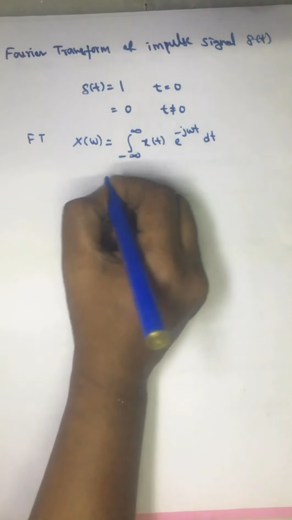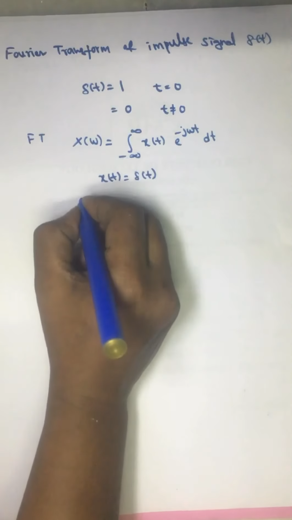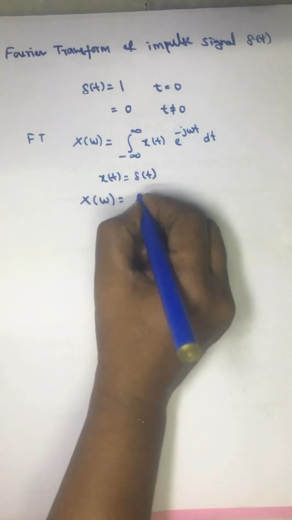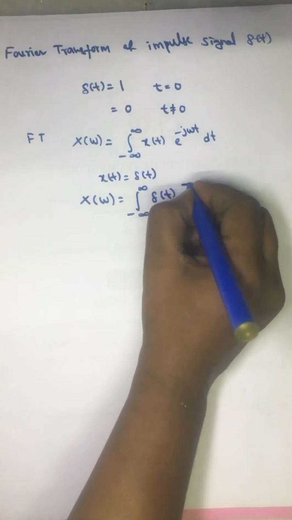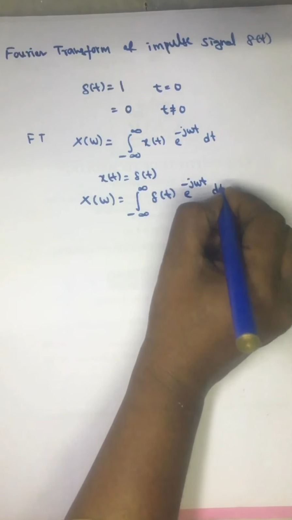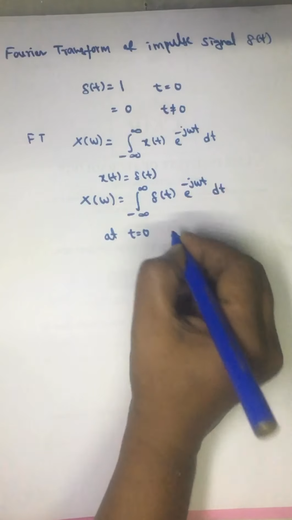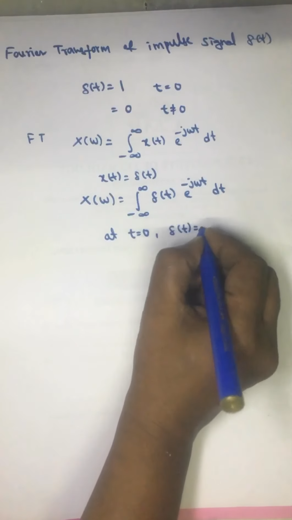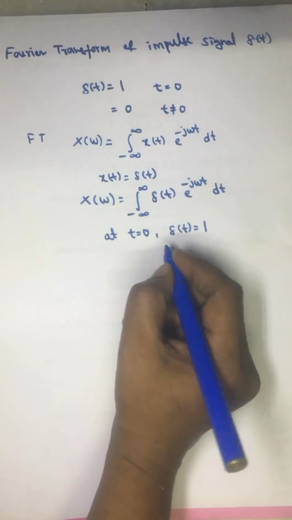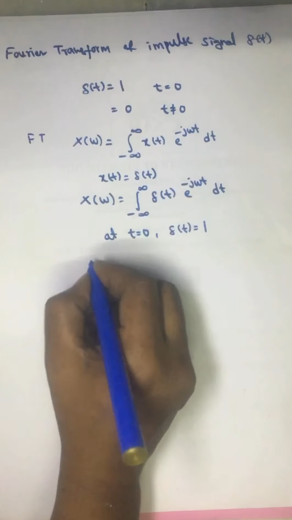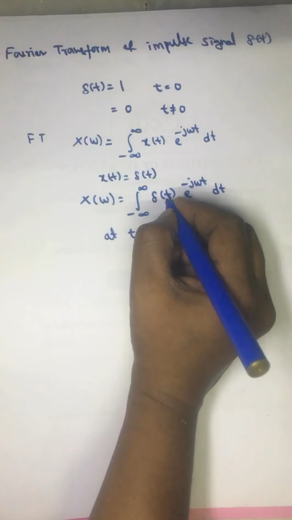In this formula, in the place of x(t), we will be substituting δ(t). So X(ω) can be written as the integral from minus infinity to plus infinity of δ(t) e^(-jωt) dt. We know that at t = 0, δ(t) will be equal to 1. So in this integral we will be substituting only at t = 0. If you substitute t = 0, what happens? This δ(t) has value 1 only at t = 0.